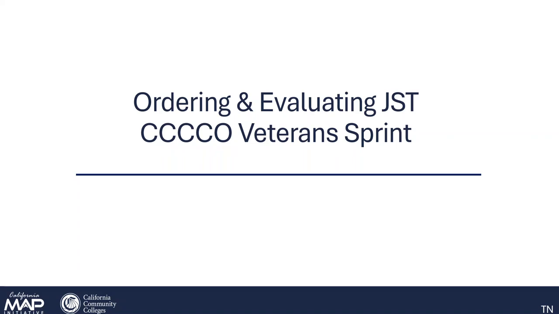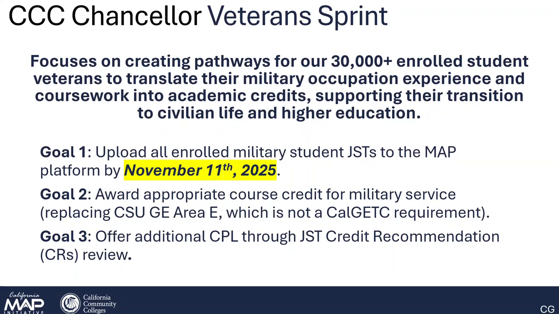Ordering and evaluating JSTs. The Chancellor's Office Veteran Sprint has 3 goals. Goal 1 is to upload all your enrolled military students' JSTs and MAP by November 11th. In order to get these JSTs, you have to get student authorization.